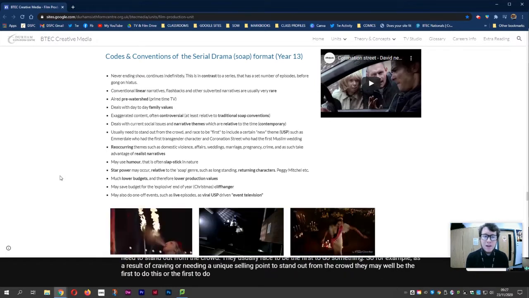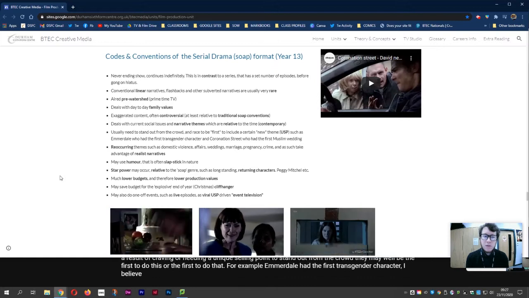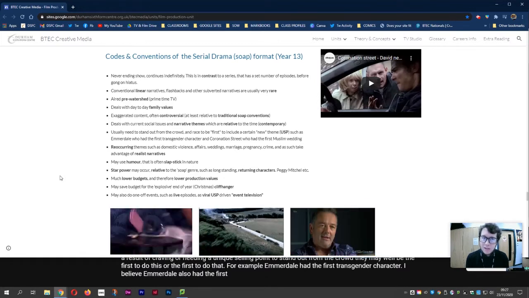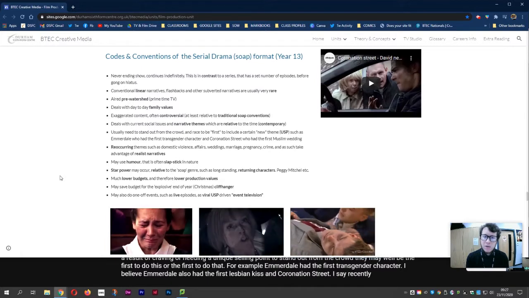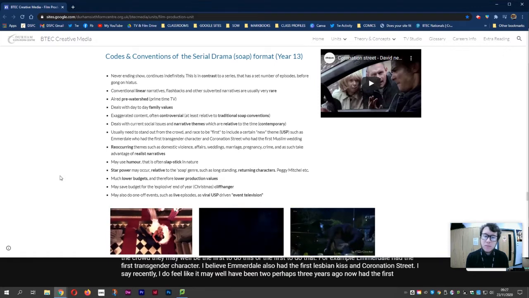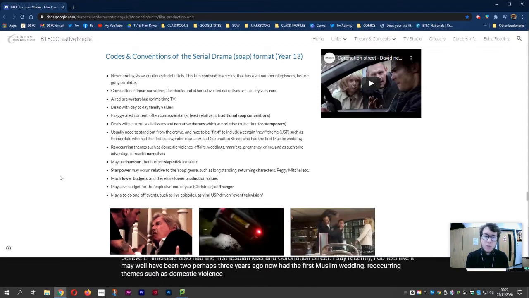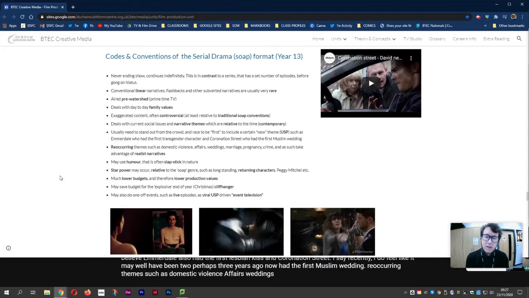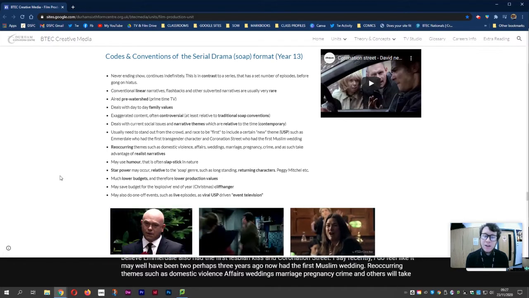For example, Emmerdale had the first transgender character. I believe Emmerdale also had the first lesbian kiss, and Coronation Street, I say recently, though it may well have been two, perhaps three years ago now, had the first Muslim wedding. Recurring themes such as domestic violence, affairs, weddings, marriage, pregnancy, crime, and others will take advantage of these realist narratives.